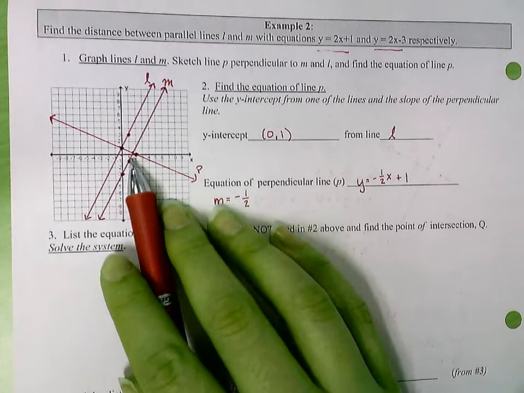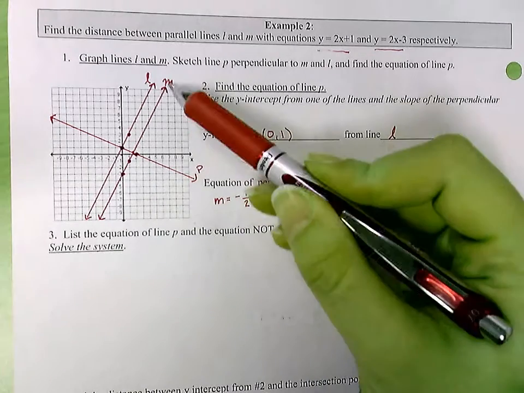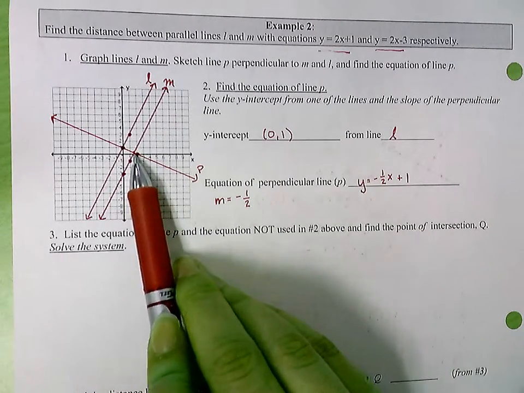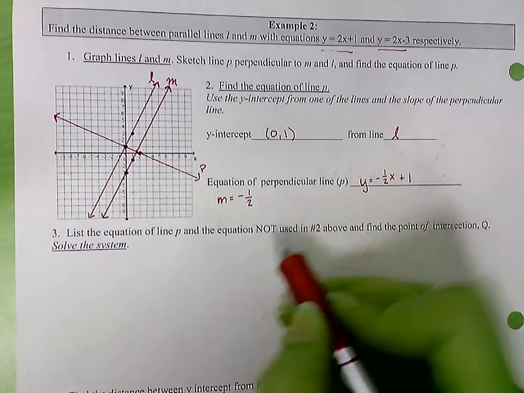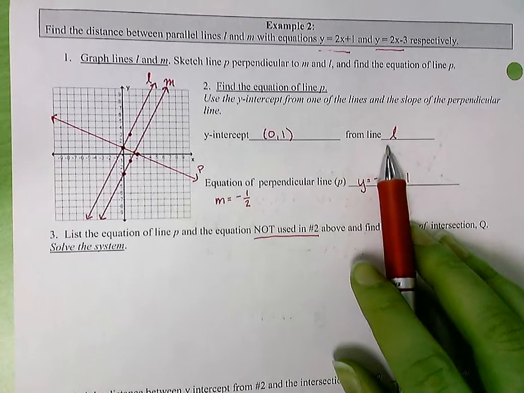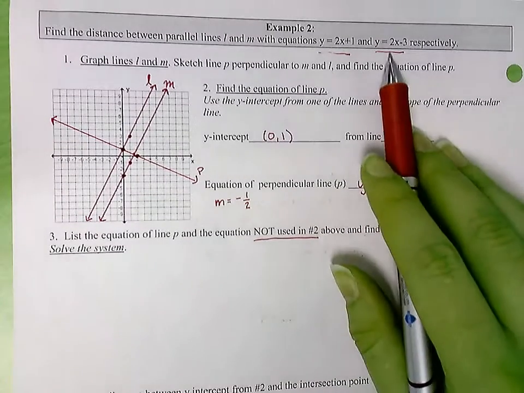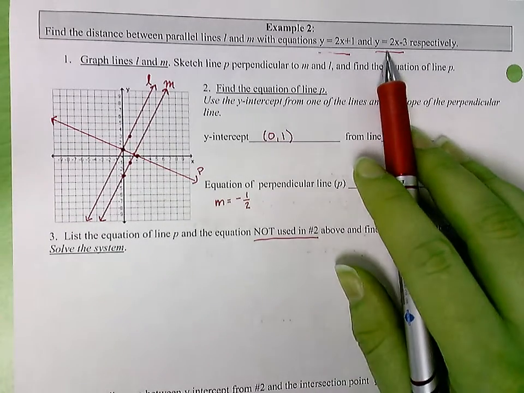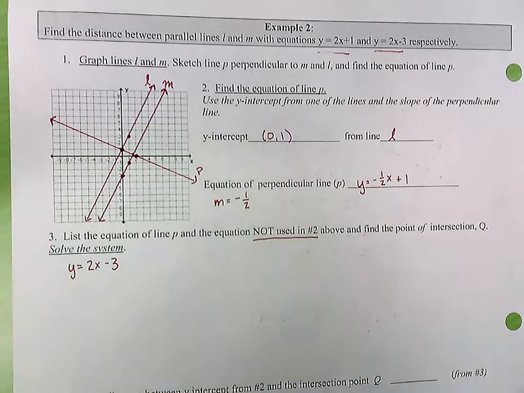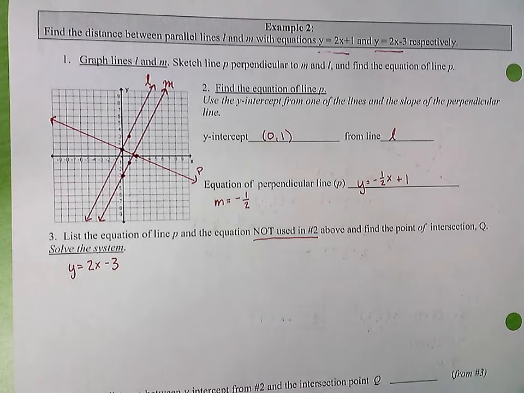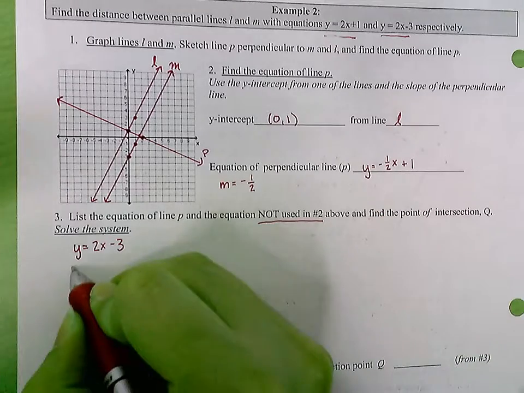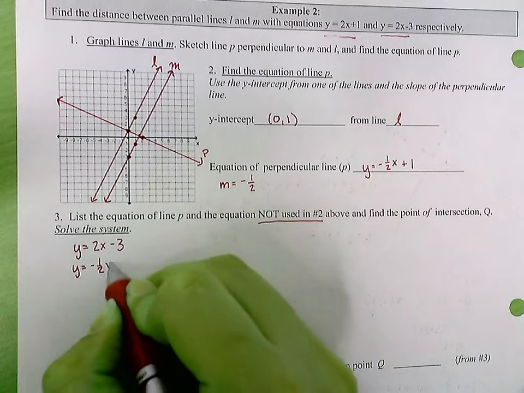It's a fraction. So we need to use line M and line P since that's the intersection we're trying to find. That's why it says the equation not used in number 2. That's why I had you write out from which line. So we need to use line M's equation, that is y equals 2x minus 3. And we also need to use our equation of the line perpendicular, so y equals -1/2 x plus 1.